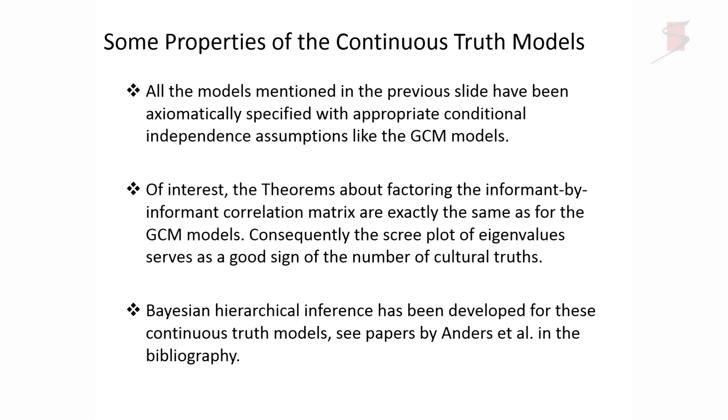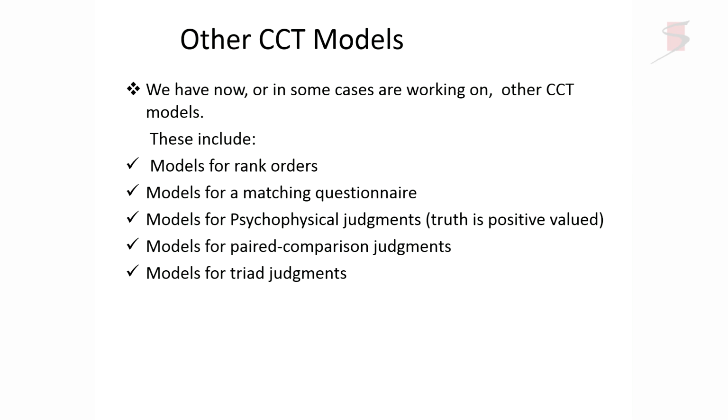In other words, if you've got one culture, we use true score theory in psychometrics to set up the model. And we model the bias and how you use these scales. And we still get the two theorems that I showed for most of the models. I call it the continuous truth model. Let's see. Yeah, then some other CCT models.